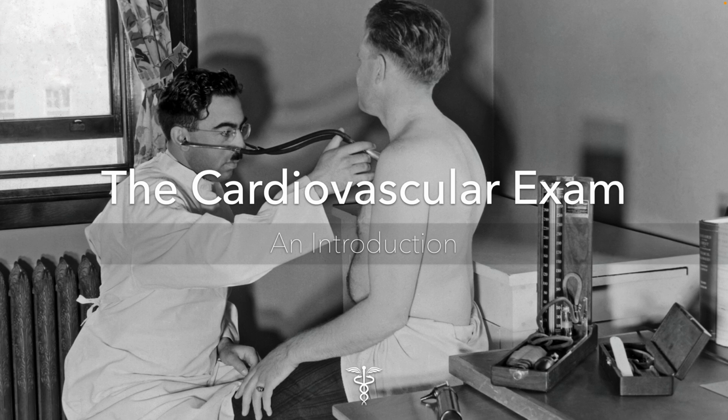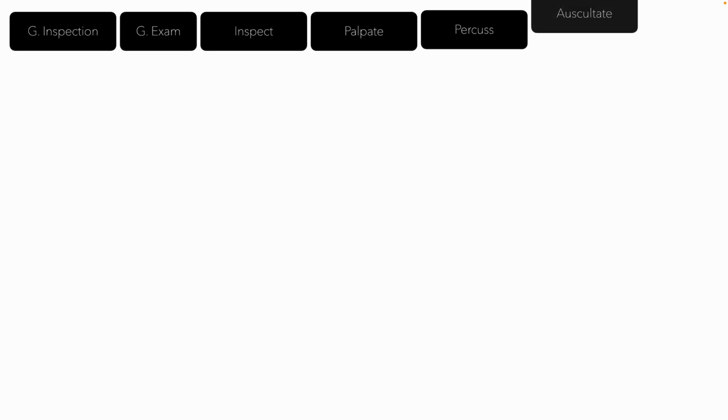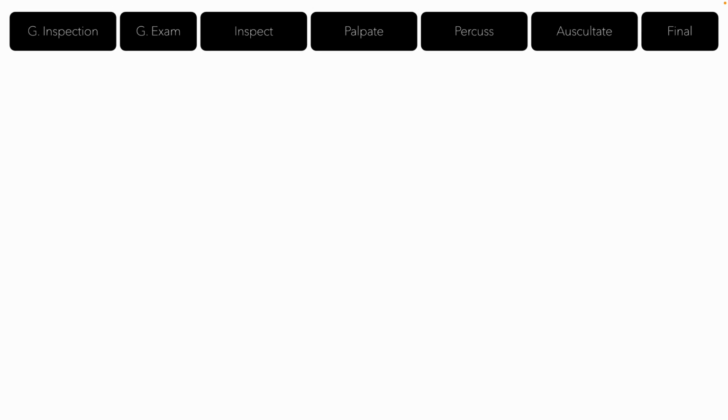So welcome to the cardiovascular exam, an introduction here. We'll just go into the principles of the cardiovascular exam. Now, like all exams, what we need to do is to ensure that we have the nice breadcrumb trail at the top. So begin with a general inspection at the end of bed, general exam, inspect, palpate, percuss, and auscultate.